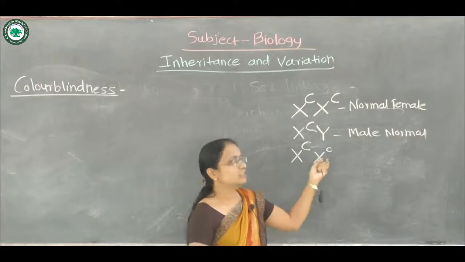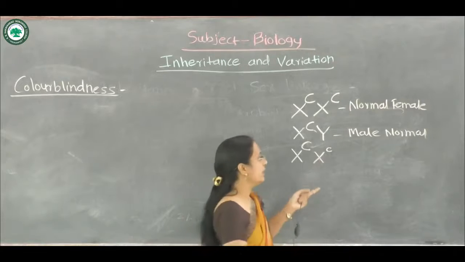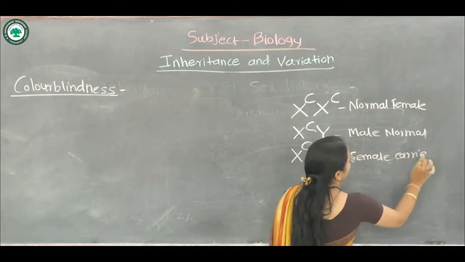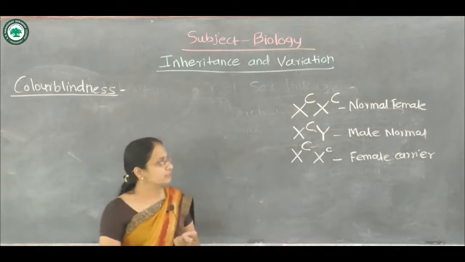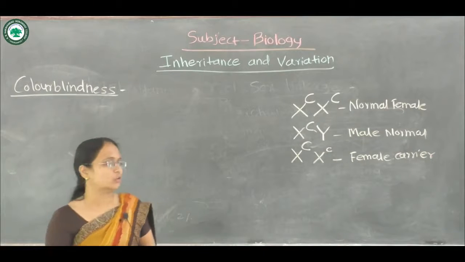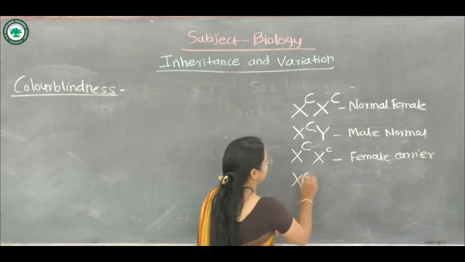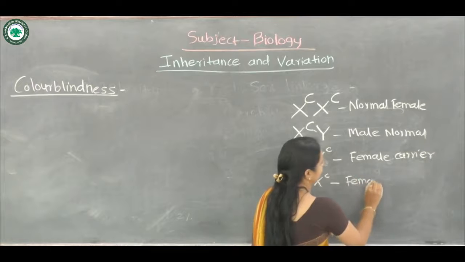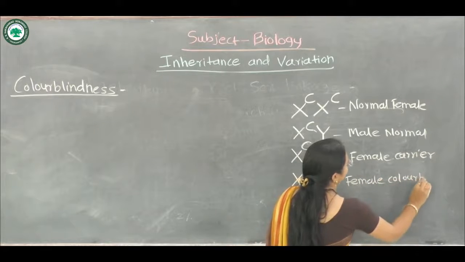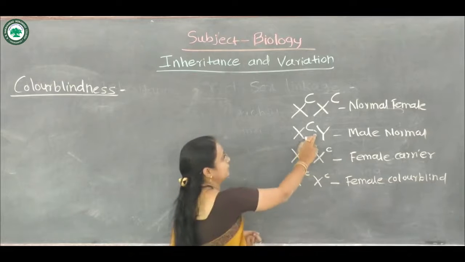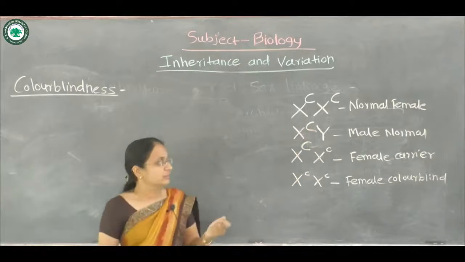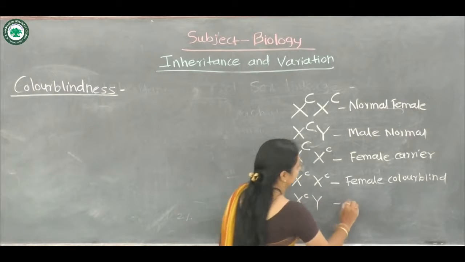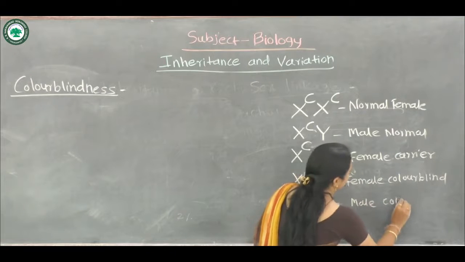Now suppose one gene is dominant and the second gene is recessive. At that time this recessive gene always acts as a carrier, means this female is the carrier of the disease, but she is not suffering from the disease, she is only the carrier. When both the genes are recessive, at that time the female is 100% colorblind. The same thing happens when this recessive gene is present in the male. At that time this male is totally colorblind.